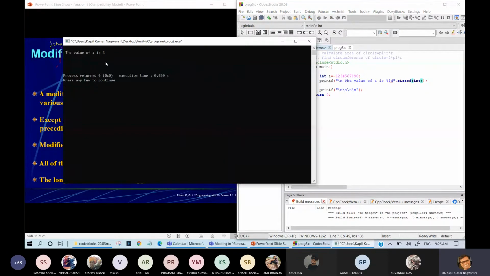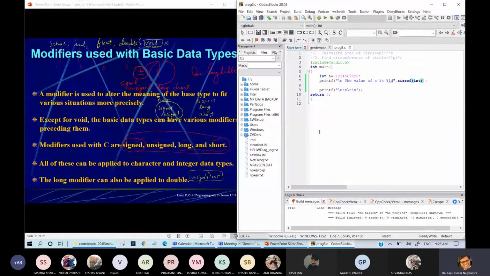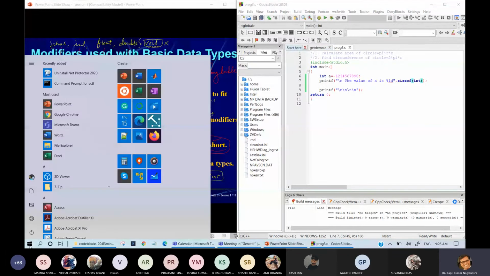4 bytes long means 2 to the power 32. Whatever value of 2 to the power 32 is there, is anyone able to calculate the value of 2 to the power 32 in a scientific calculator?